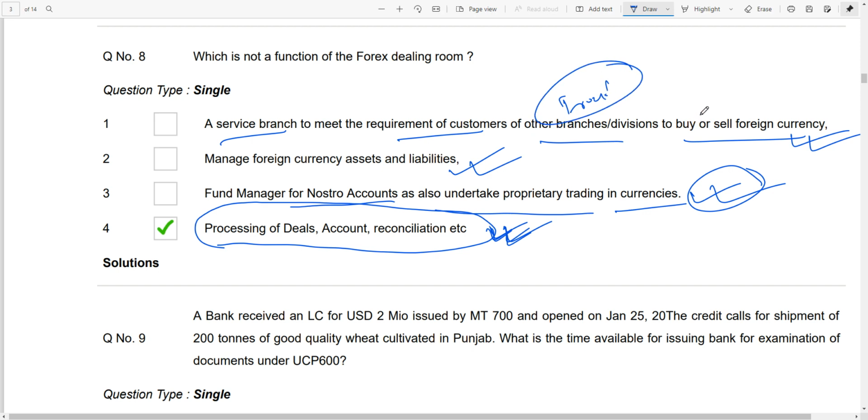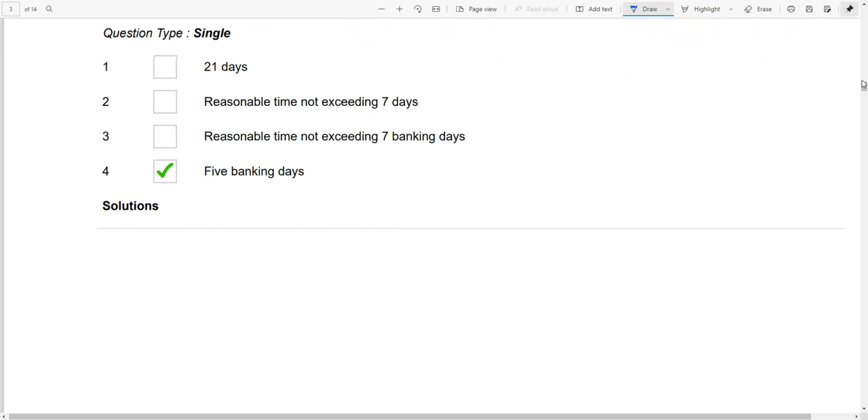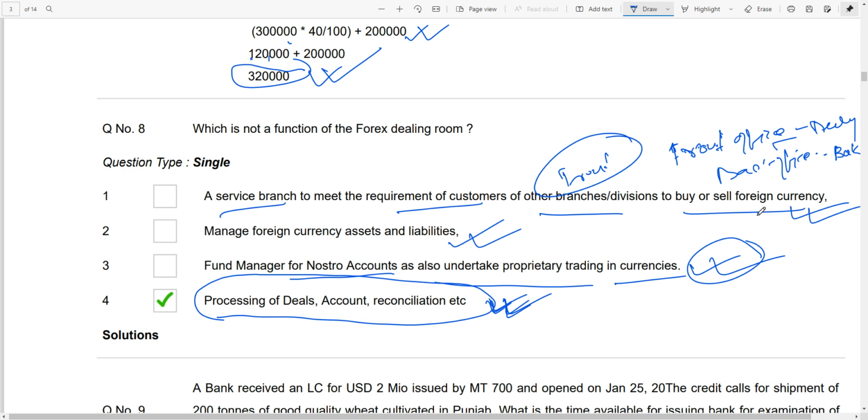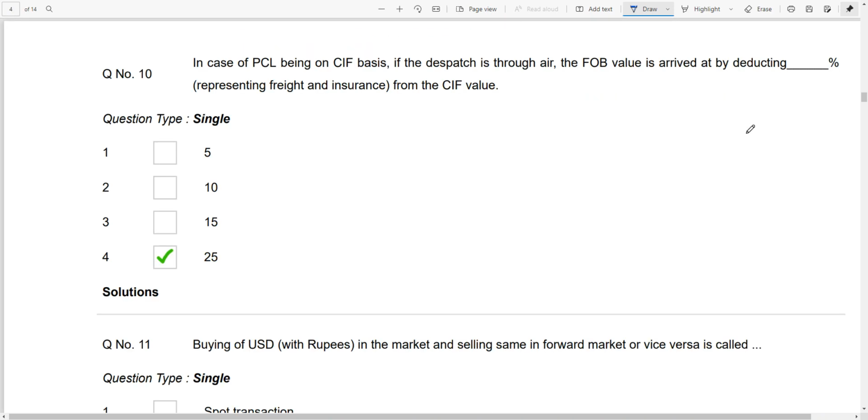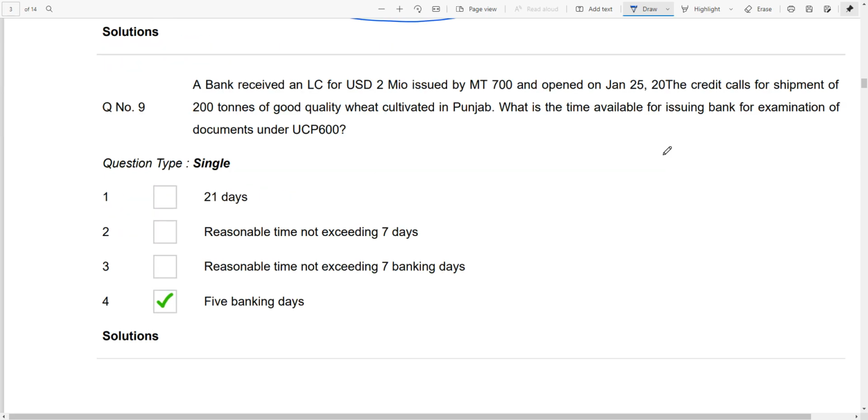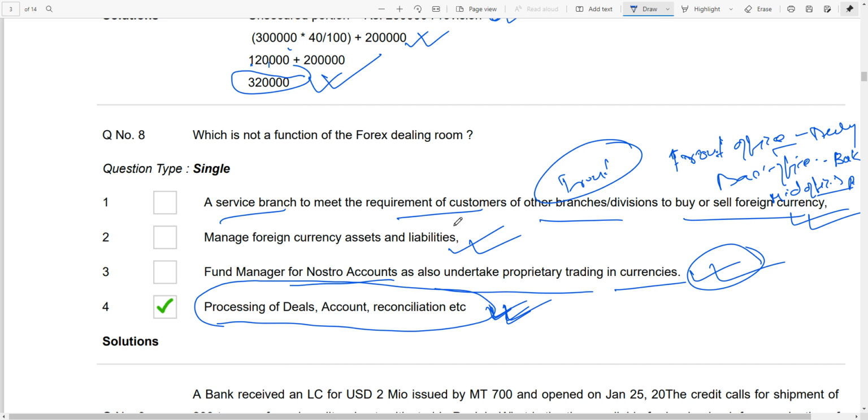In any treasury setup, there are three divisions. Front office, that is the dealing room. Back office, where the deals done by the dealing room are settled. And mid office is the risk management section. So processing of deals, account reconciliation, etc., is done by the back office. So this is not the work of the front office, the dealing room. Fine. Moving to the next question.